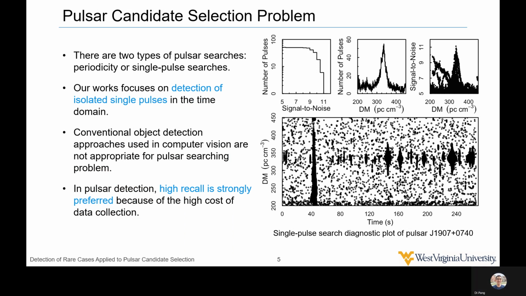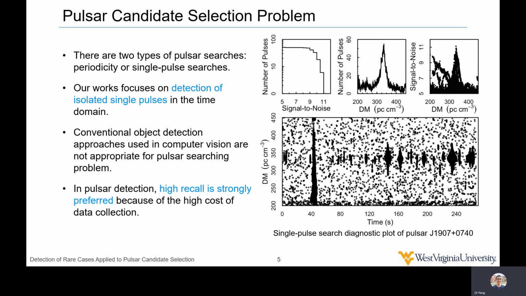Generally speaking, pulsar searches can be divided into two categories, periodicity searches and single pulse searches, and our work focuses on detection of isolated single pulses in the time domain. On the right side, we show an example of single pulse search diagnostic plot. You can see that there are 4 subplots, and astronomers combine information from all 4 subplots to decide whether there is any pulsar signals observed.